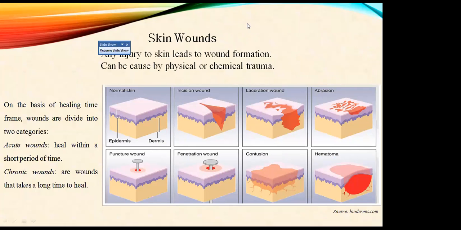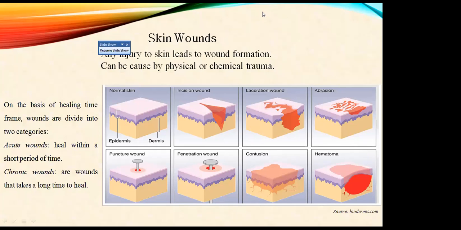So first, I would like to talk about the wounds. Any injury to the skin, either caused by physical, mechanical, or chemical stress, leads to wound formation. In this figure, there are some types of wounds, like the incision wound, which is a normal surgical cut. Then the laceration wound, a tearing apart of skin, which is more prone to bacterial contamination. There is abrasion, when the skin gets rubbed by some rough surface and causes a wound.